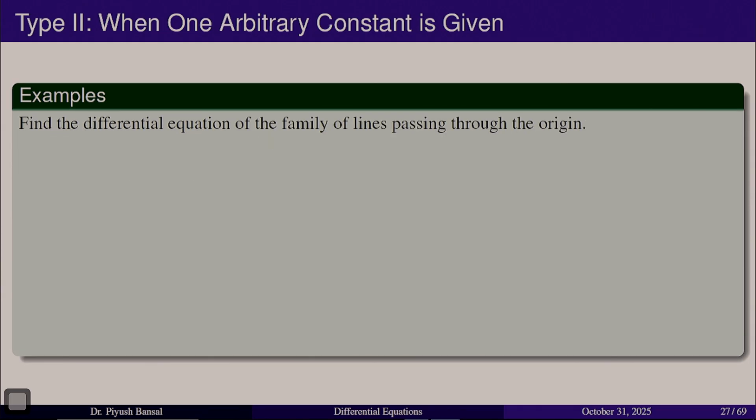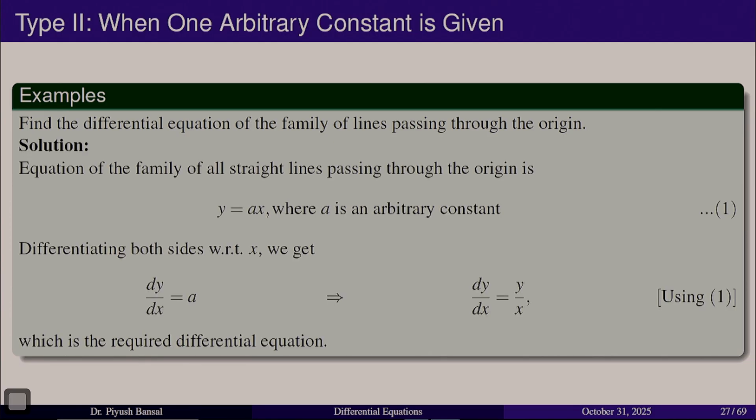Now, the differential equation of the family of lines passing through the origin: we saw that this will have the equation of the form y equal to ax with a as the arbitrary constant. So just take the differentiation again on both sides, we get dy by dx equal to a, and replace the value of a again from equation 1 to obtain the resulting first order differential equation for the given family of lines passing through the origin.